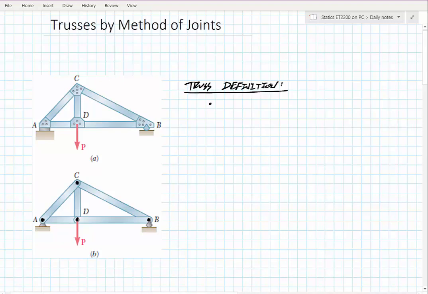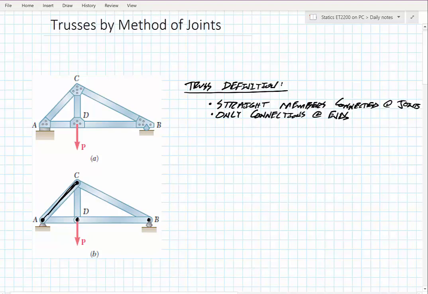So let's go ahead and define what a truss is. In order to be a truss, the only thing we can have are straight members connected at the joints. So for instance, we can see between like A and B, this clearly is just a straight member, and it's only connected at those joints. Second piece of it is that it can only be connected at the joints.